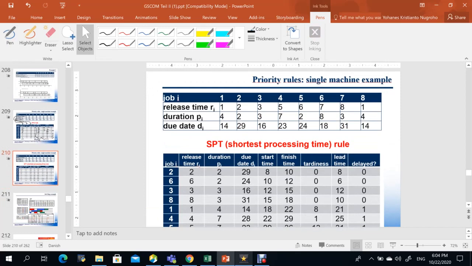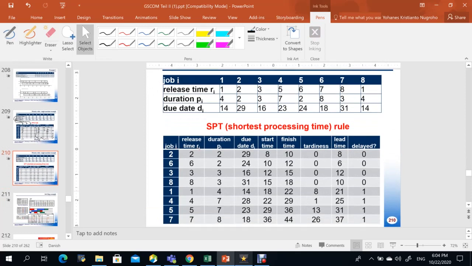Here we have SPT, that is shortest processing time. We do the same, transferring all information from the upper table to the lower table. Release time, duration, and due date, right? We also have the same start time.